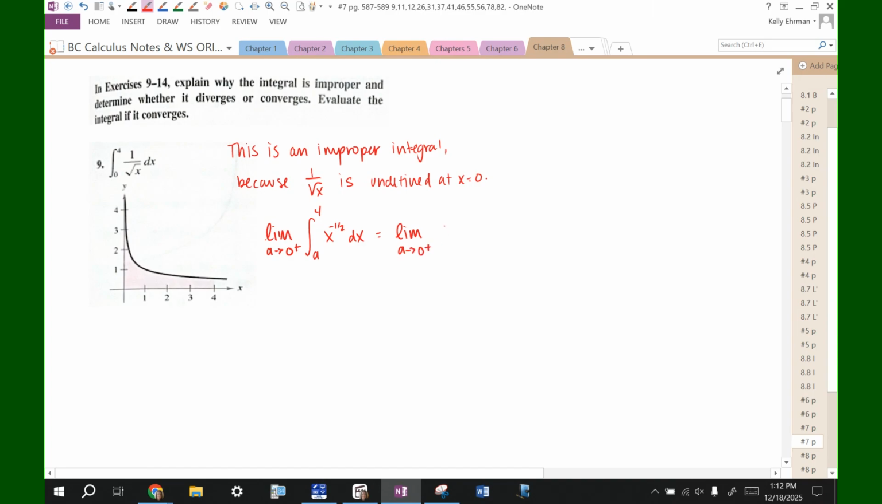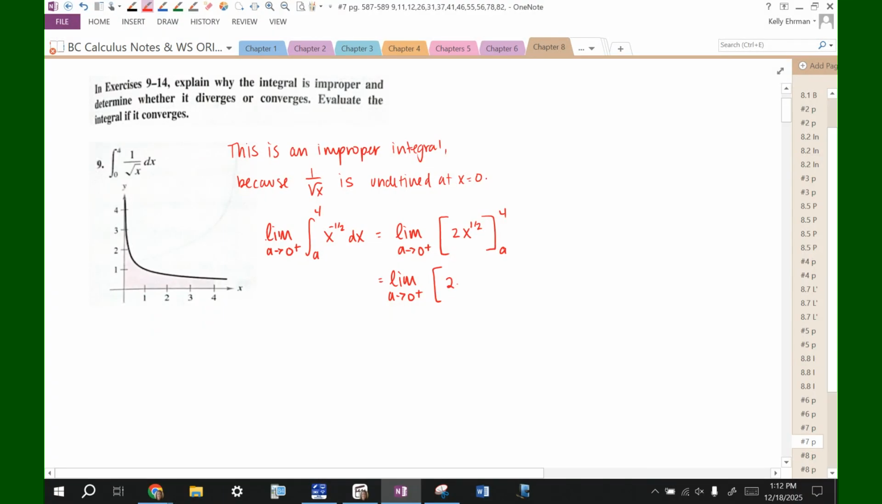And I know that the limit notation can be really annoying to write, but we just kind of have to do it. If you always do it, then it won't be so bad. You won't forget to do it on a free response. So add 1 to this exponent. You get x to the 1/2 divided by 1/2 from a to 4. Keep your limit notation.